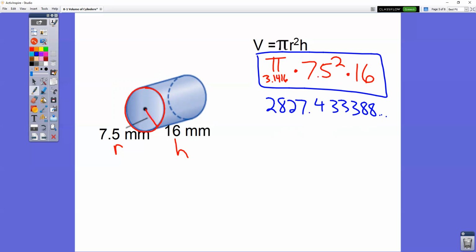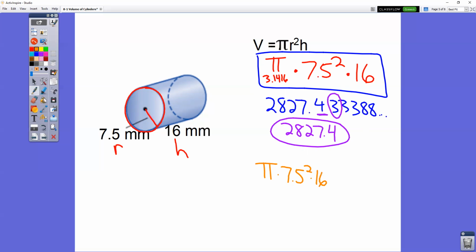You want to round it to the nearest tenth. So the 4 is in the tenths place. We need to look at the number after it. That number after it is 4 or lower. So this 4 is going to stay the same. So if we were rounding to the nearest tenth, we would have 2,827.4.